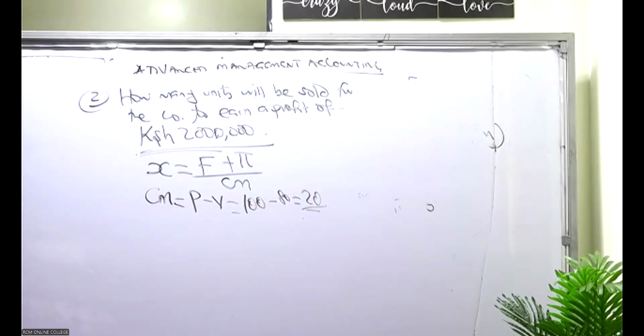You know what profit you're targeting. You know the firm's fixed cost. So I believe you can easily give us a quantity for some targeted profit.